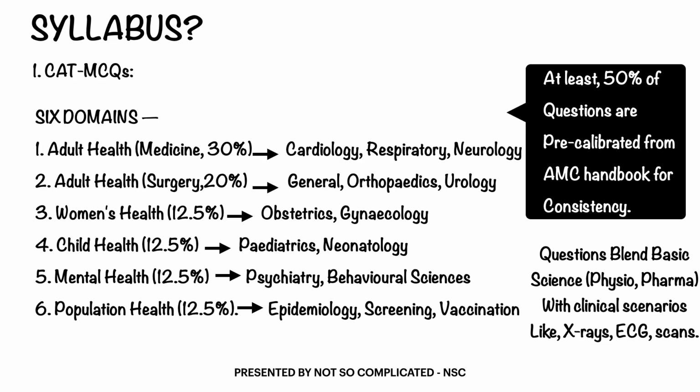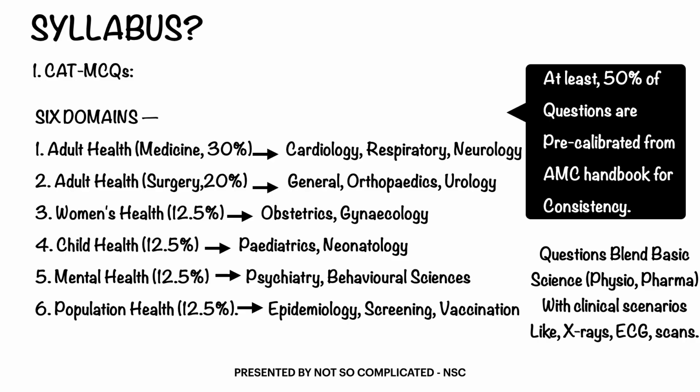So what is the syllabus? In the syllabus of the step 1 CAT MCQ exam, there are 6 domains to be included. The first domain is adult health, in which 30% is covered by medicine, and medicine includes cardiology, respiratory, neurology, and adult health surgery.